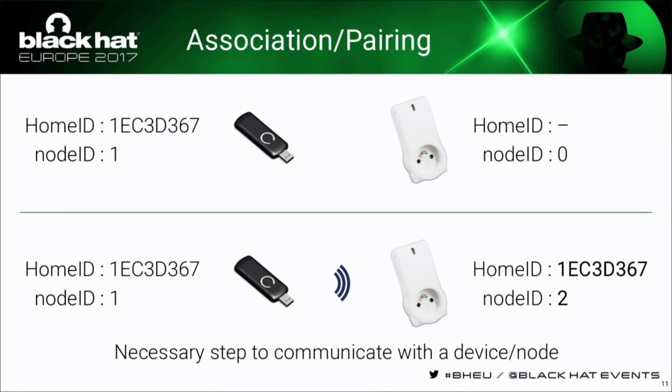So the association and pairing is an absolutely mandatory step to make two devices communicate together. For example, if you haven't included your node in your network, the controller won't send any message to it. After having included a wall plug in your network, it will have the same home ID as the controller, and the node ID will be incremented as you add more nodes. So, for example, if I have only one node in my network and I order my controller to send a switch off command to node ID 3, it simply won't do anything. It's a firmware limitation.